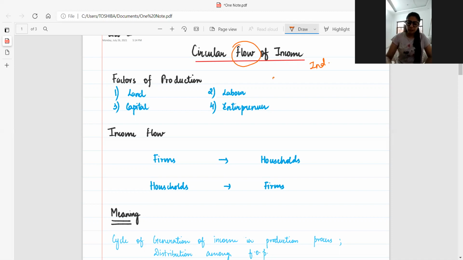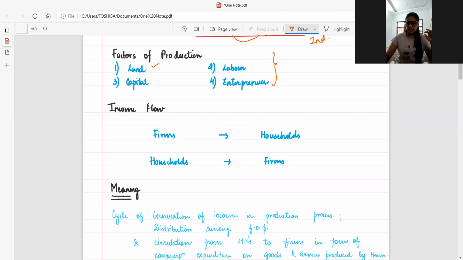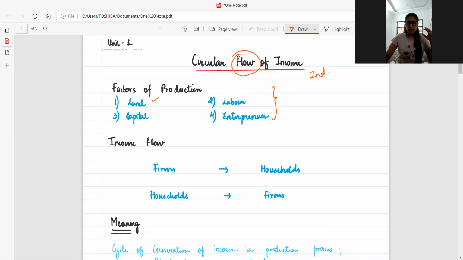Before moving further, let me tell you what the factors of production are. Whenever we are producing a commodity, we need some factors to assist in that production. We have four factors of production: land, labor, capital, and entrepreneur. Suppose we are setting up a factory which produces wires. We need land, a place to set up the factory. We need labor to work there, both skilled and unskilled. We need capital, if we are setting up machines. And last, we need enterprise, an entrepreneur mindset, someone who will share the profits and losses of the business.